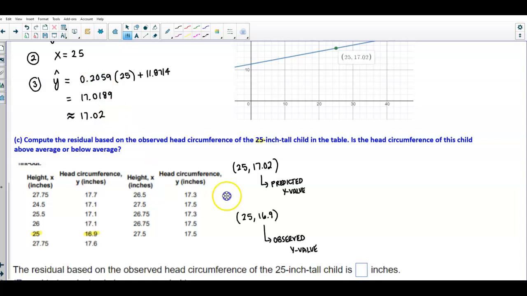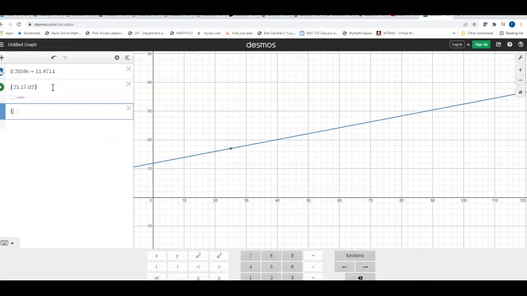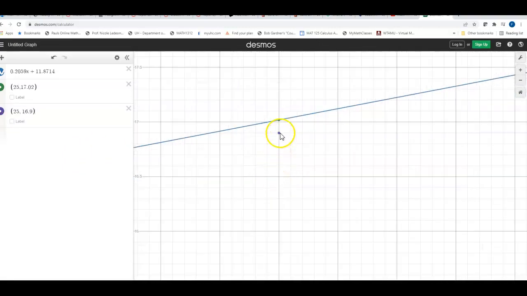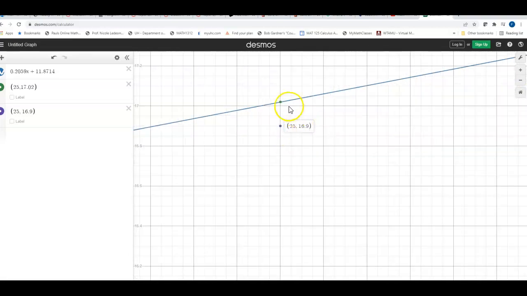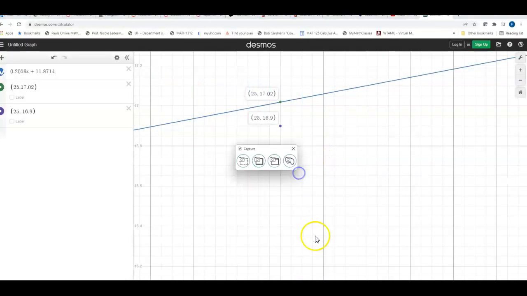Just so I can visually show you what's going on, I'm going to put this second ordered pair into our graph. Our second ordered pair was 25, comma, and again, the observed value is 16.9. So I'm going to put that in there at 16.9. Now let's take a closer look and see what that point looks like. There is 25, 16.9, and there is our other value. I'm going to copy this so you can see what's happening.